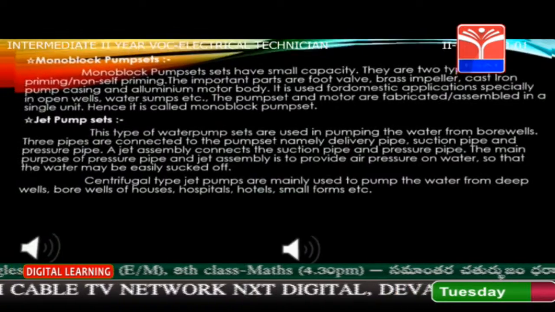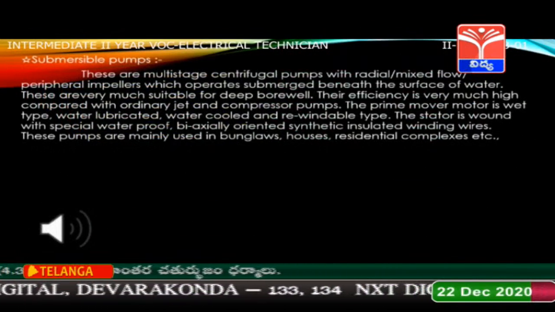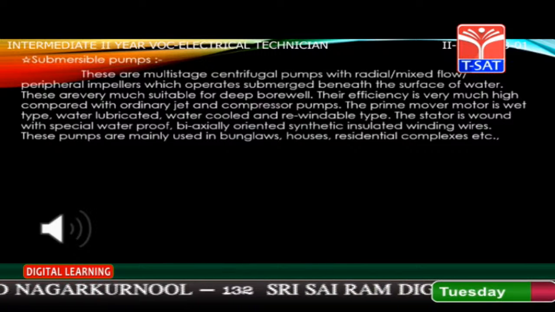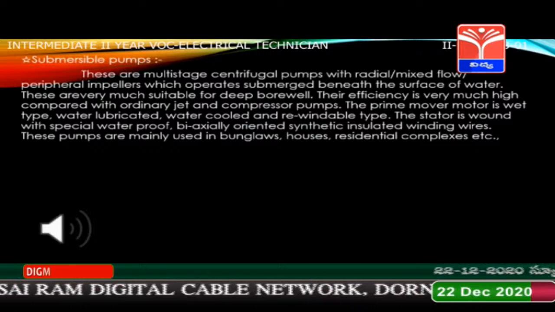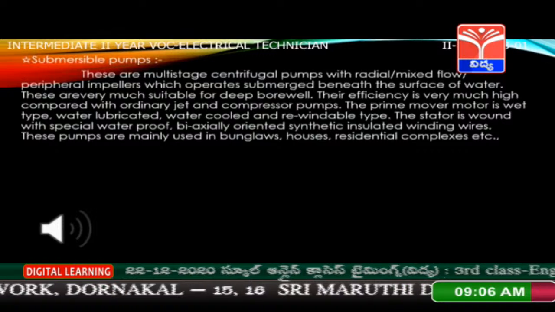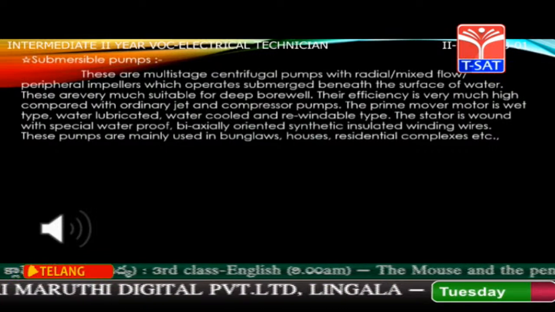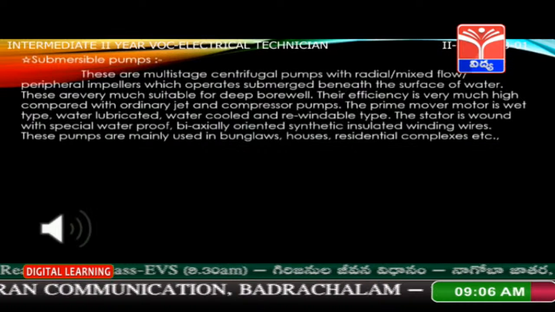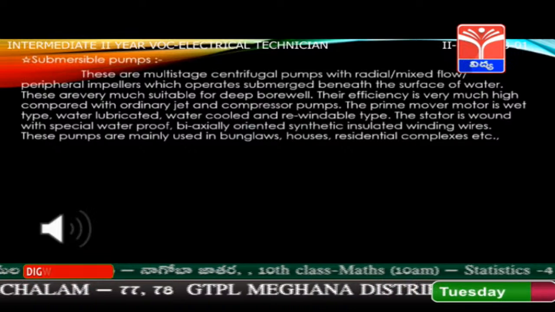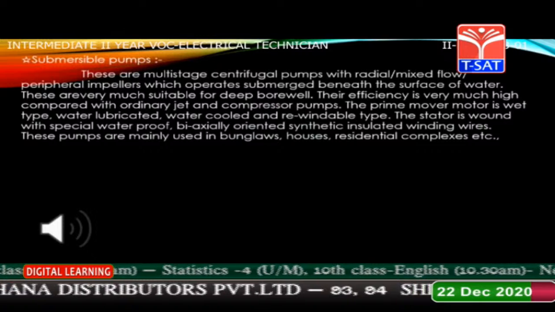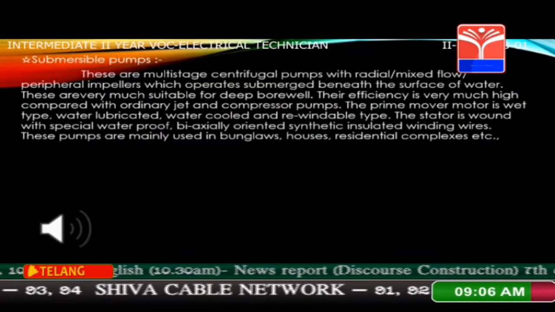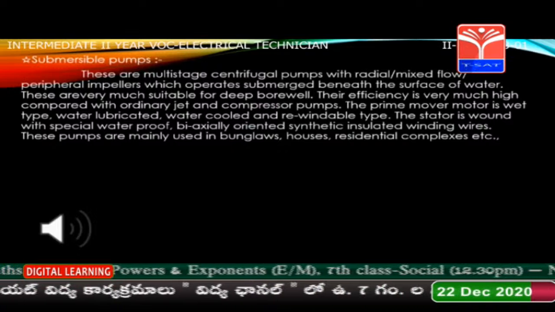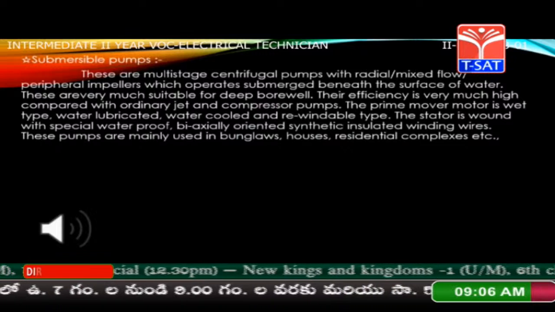Submersible pumps. These are multi-stage centrifugal pumps with radial, mixed flow, peripheral impellers which operate submerged beneath the surface of water. These are very suitable for deep bore wells. Their efficiency is very high compared with ordinary jet and compressor pumps. The prime mover motor is wet type, water lubricated, water cooled, and rewindable type. The stator is wound with special waterproof biaxially oriented synthetic insulated winding wires. These pumps are mainly used in houses, residential complexes, etc.